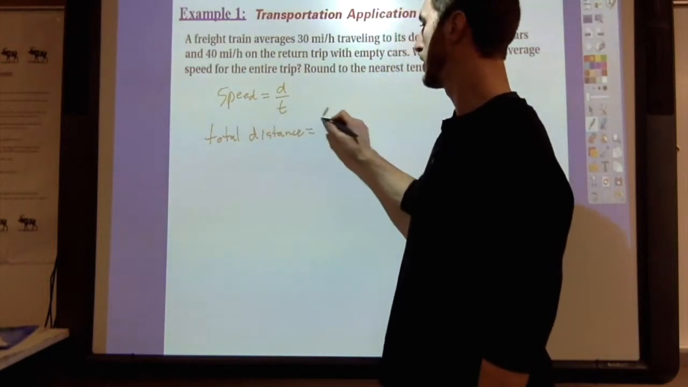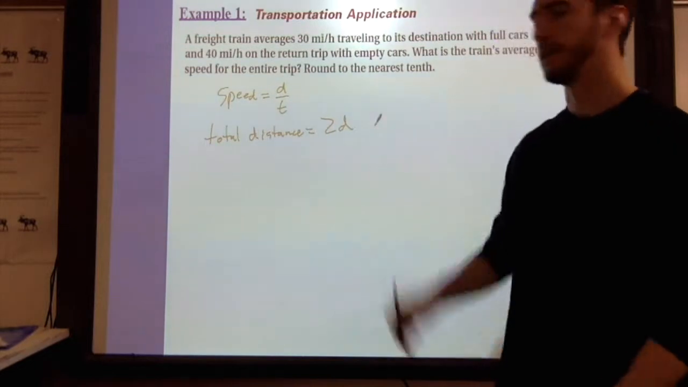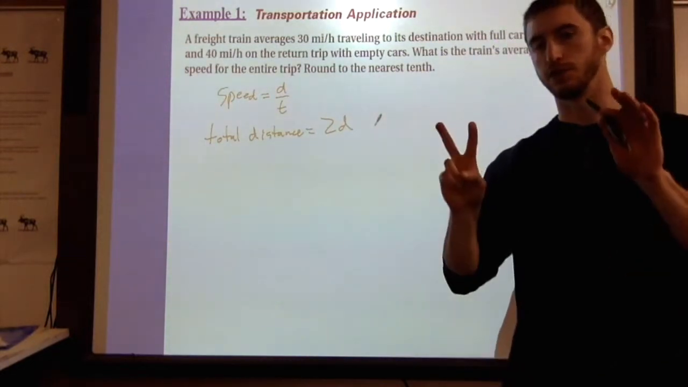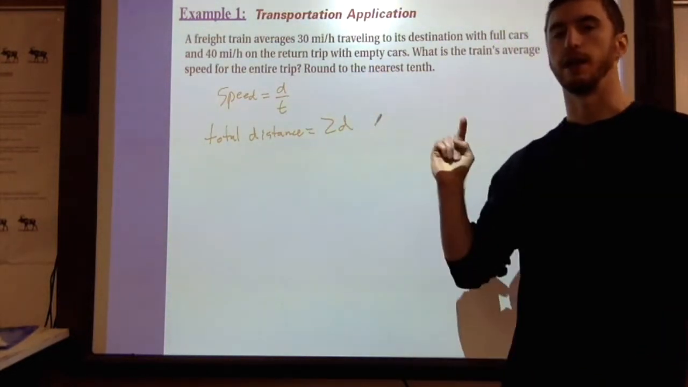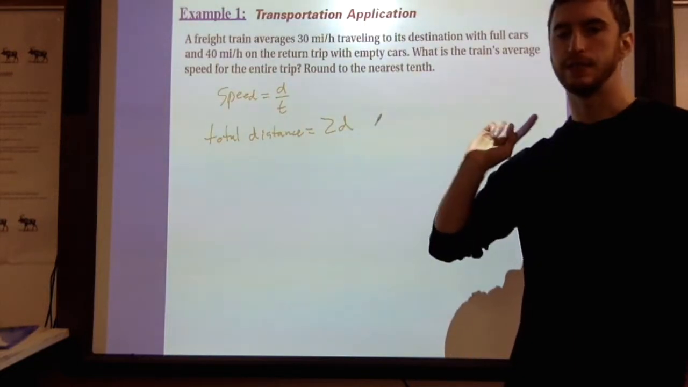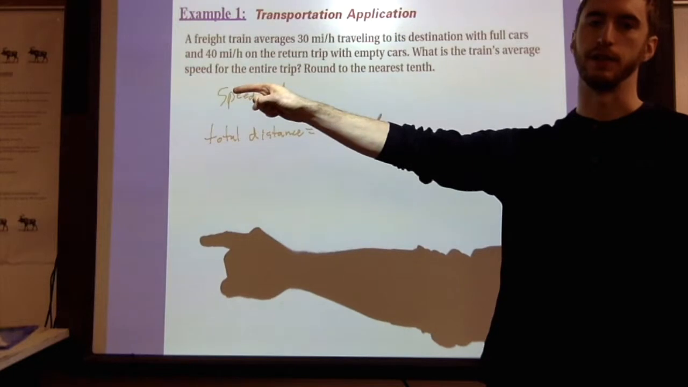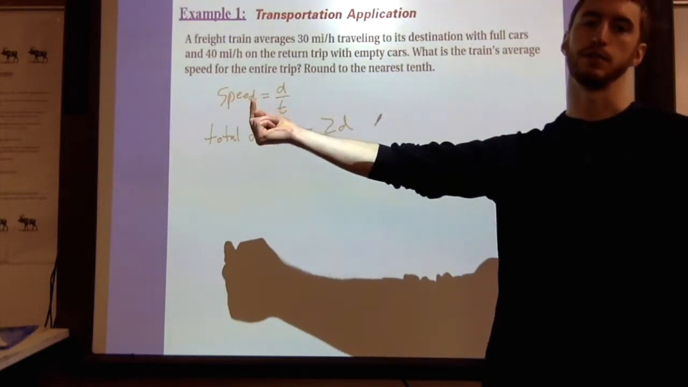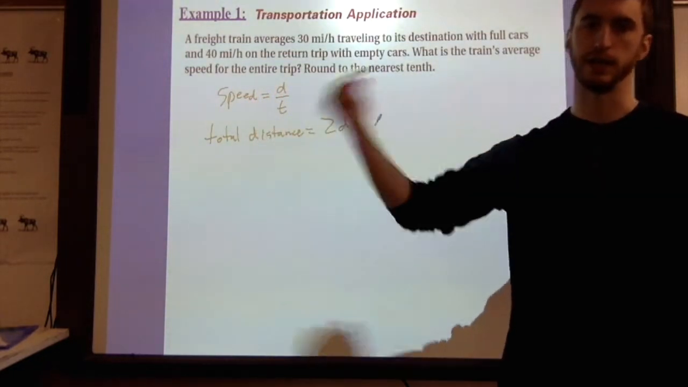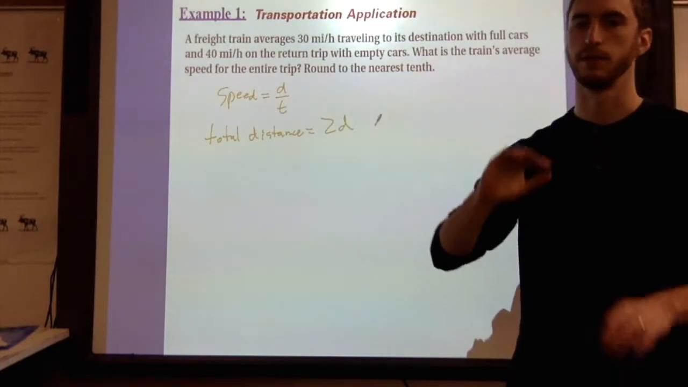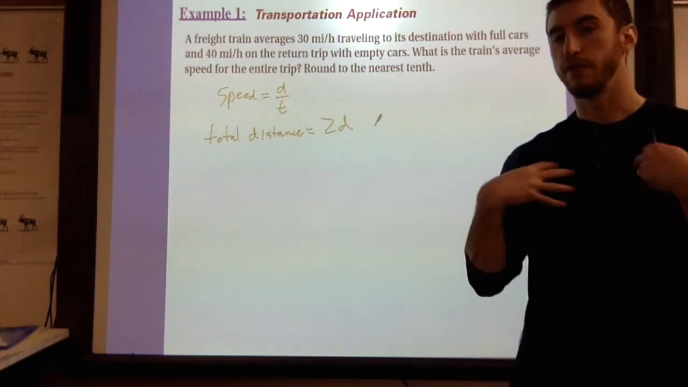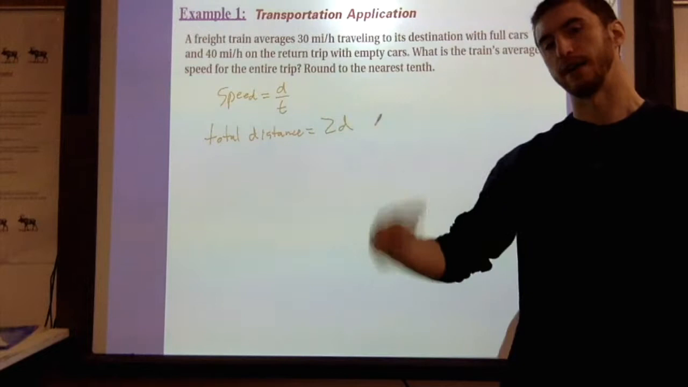I'm going to use the formula 2D because there's two different speeds, and one distance was one on the way out when we had fully loaded cargo, and then another distance was the same exact train tracks on the way back with no cargo. If you're a marathon runner, you would call that an out and back.